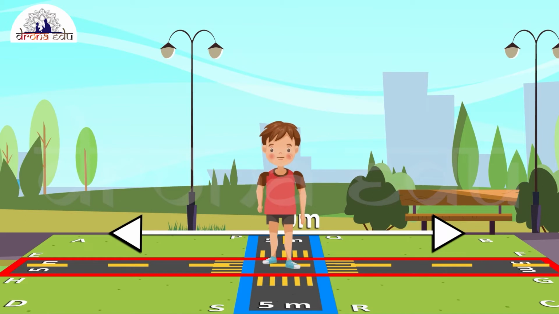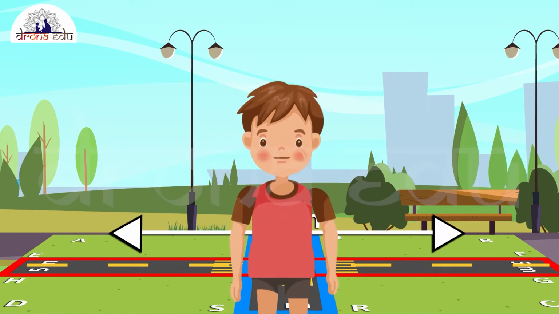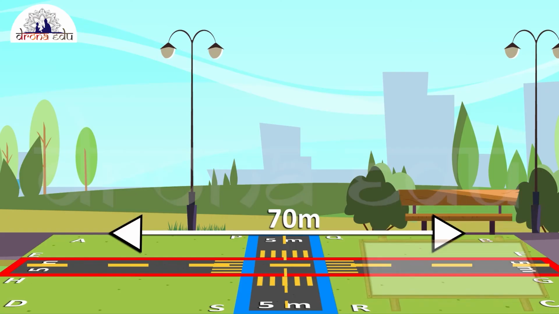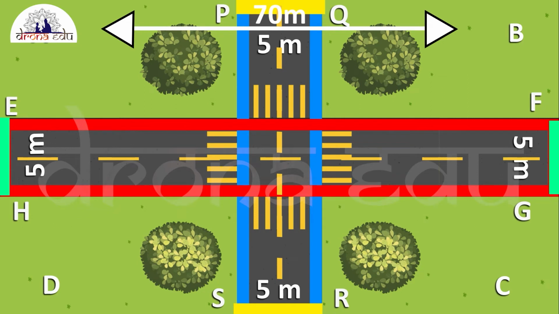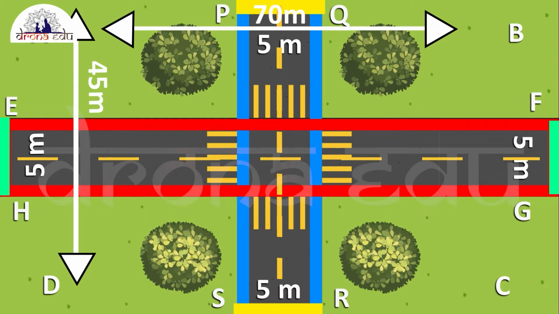Now let us walk along the rectangle PQRS. The area of the rectangle PQRS is equal to PQ into QR. Here QR is the breadth of the park, that is AD, which is equal to 45 meter. So QR will be 45 meter. Now the area of PQRS will be equal to 5 into 45, that will be equal to 225 meter square.